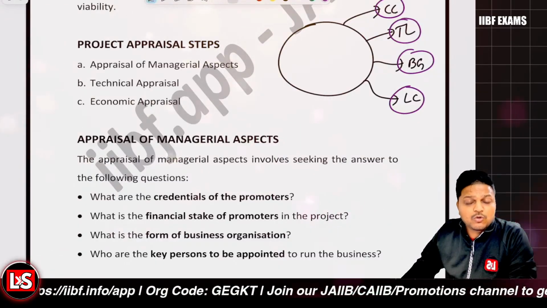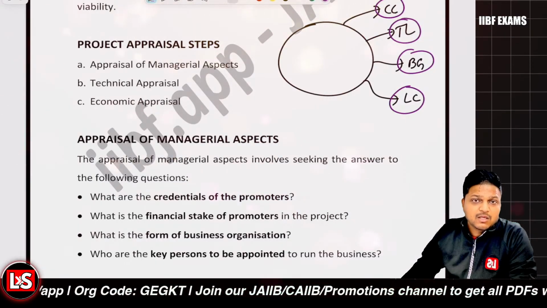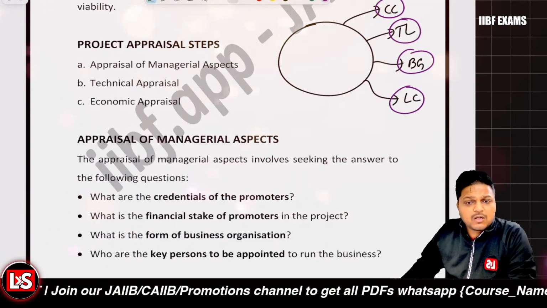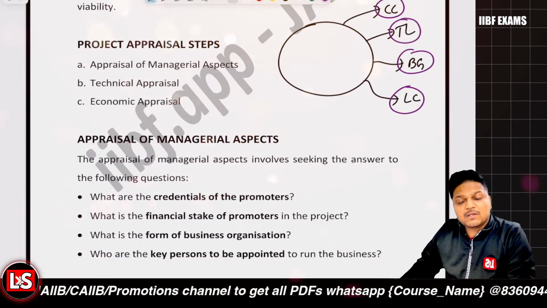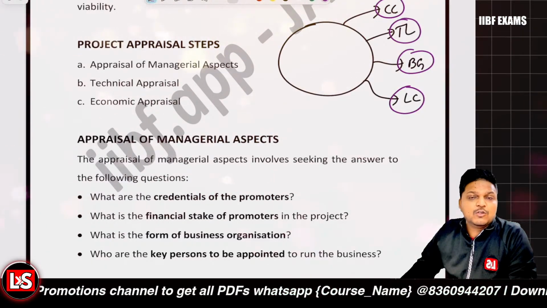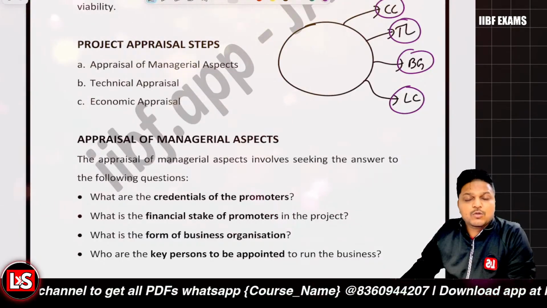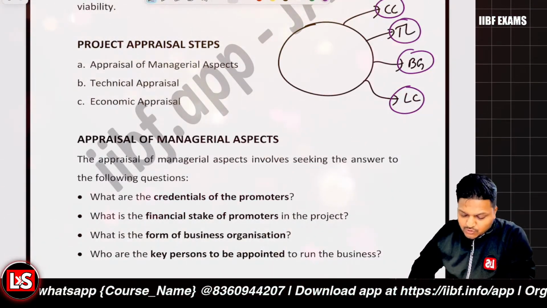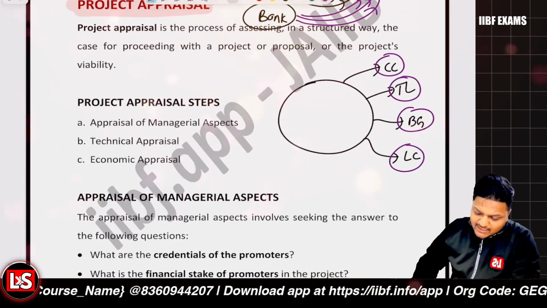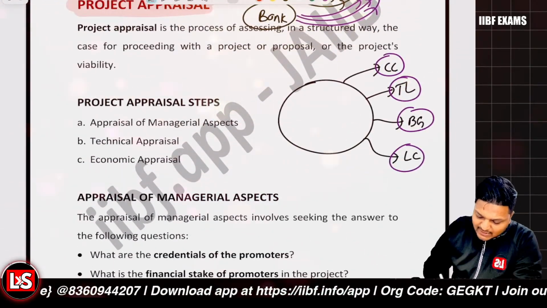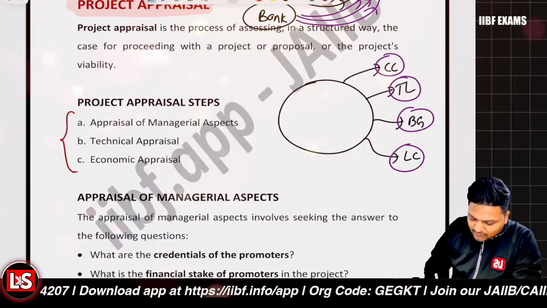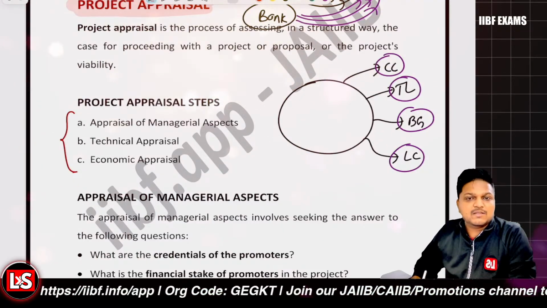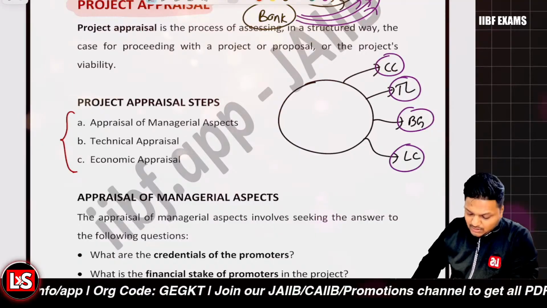Like we have to look at whether the marketing arrangements are there or not, whether raw material is available or not, whether it is properly executed or not, would there be a particular ROI, right? We have to look into the break-even analysis, we have to look into the sensitivity analysis. All these things are to be looked into, right? So these are the three most important aspects: appraisal of the managerial aspect, technical appraisal, and the economic appraisal. All these things are to be looked into.